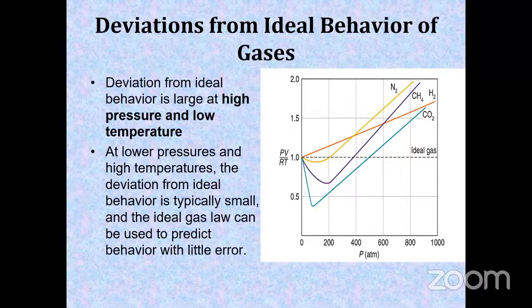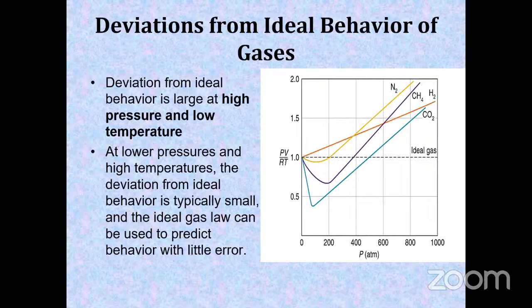Under ideal gases, you have that straight line, and it should not change. That is what the graph is trying to tell us. It should just be on that line, parallel to the pressure axis. But when you look at some of the real gases, when their graphs are plotted, we have that of nitrogen, CH4, hydrogen, and CO2. You can see that none of them followed the straight line like the ideal gas.